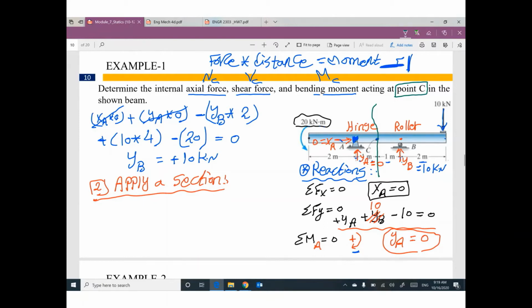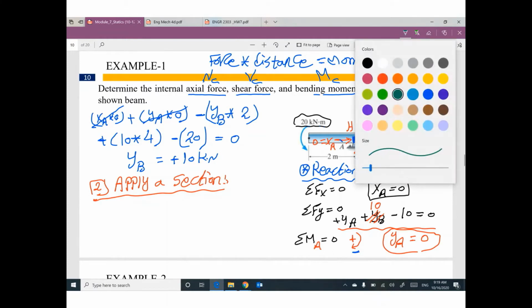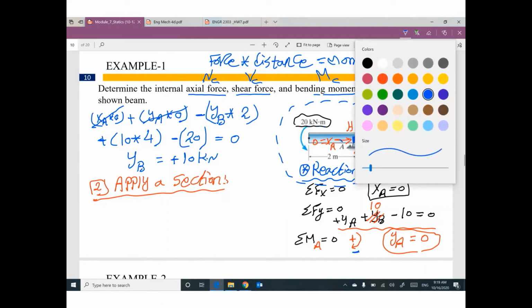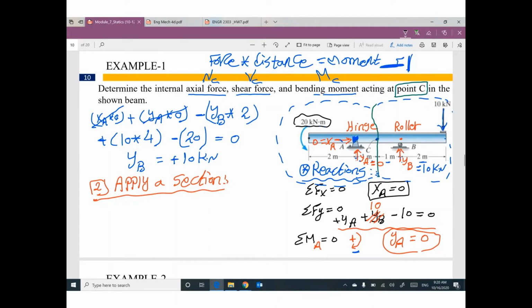Cutting the beam at C will break this beam into two parts, the left part or the right part. You have a choice. Left part or right part, it's up to you. You can decide what you want. So for myself, I'm going to use the right part.